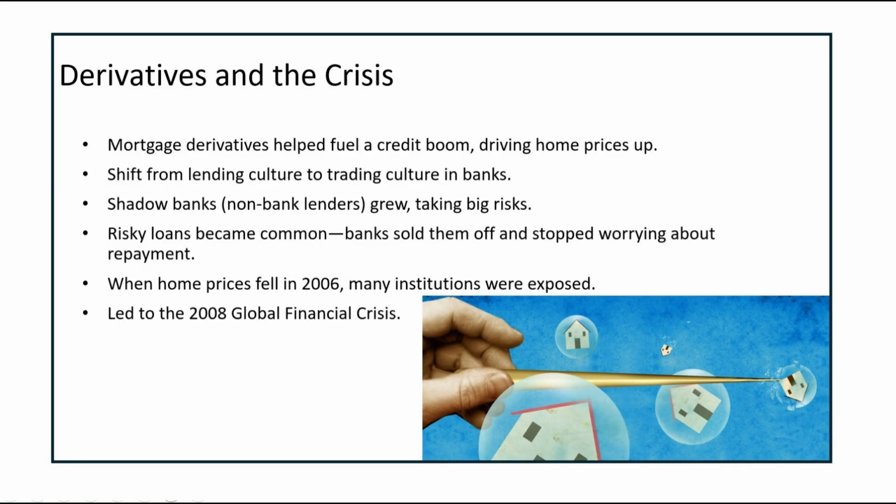Let's see how derivatives contributed to the financial crisis. Mortgage derivatives played a big role in fueling a credit boom, which drove home prices higher and higher. Banks shifted from a traditional lending culture to more of a trading culture, focusing on selling loans rather than keeping them. At the same time, shadow banks or non-bank lenders grew quickly and took on bigger risks. Risky loans became very common because banks could simply bundle and sell them off without worrying much about whether borrowers would repay. When home prices started falling in 2006, many institutions were left heavily exposed to losses. This chain reaction eventually led to the 2008 global financial crisis.